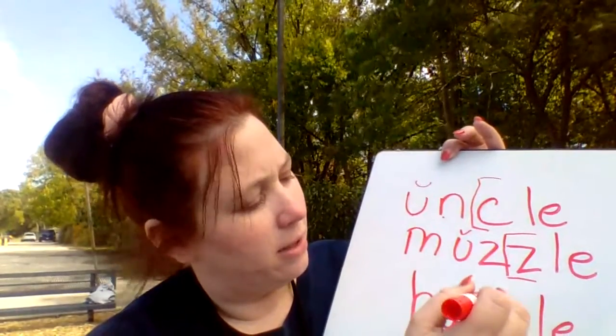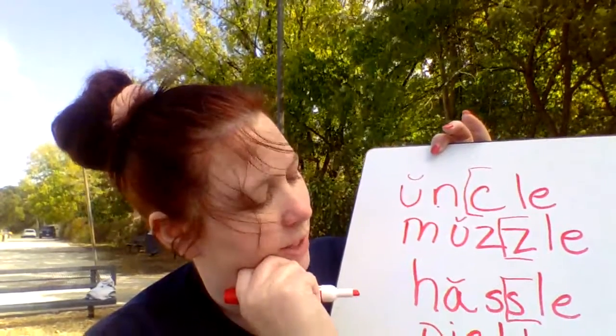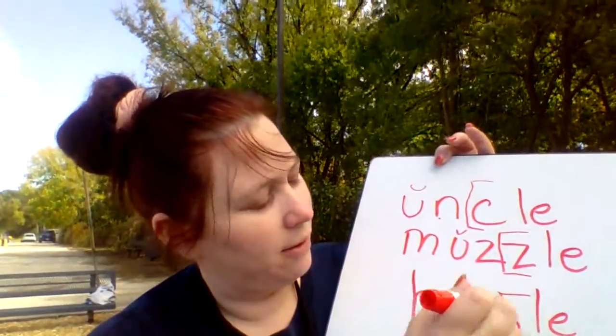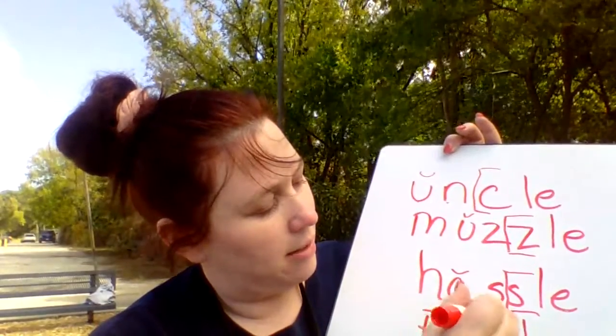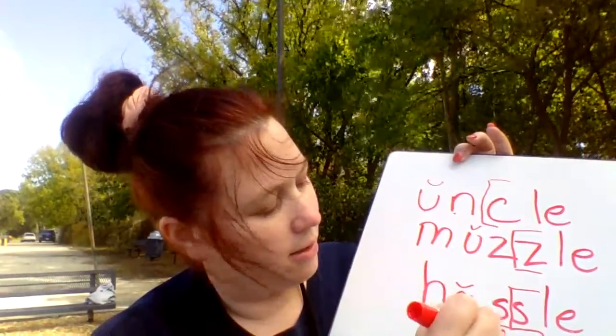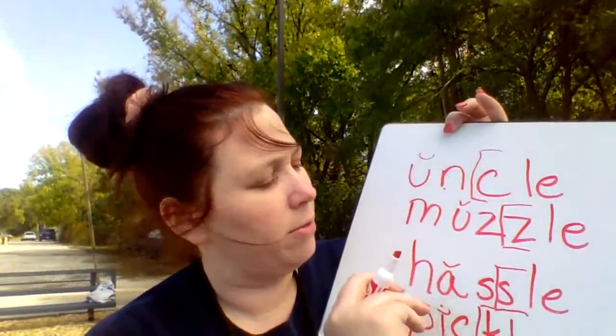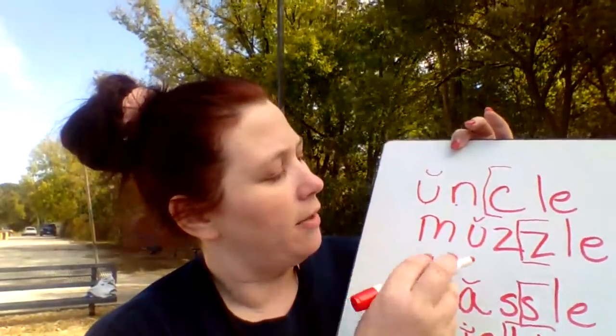We have vowel consonant, so it gets the brev. Muzzle. Same thing here. And it gets the brev again. Hassle. And then same here. Pickle. All right, so again, we're doing the little bracket to show that vowel syllable, or the syllable over there. And then we're just coding the rest of the word.